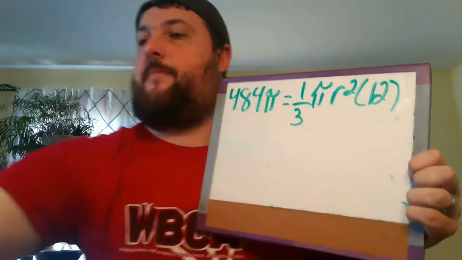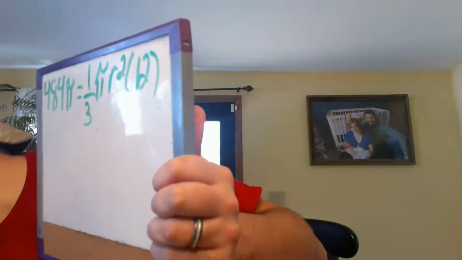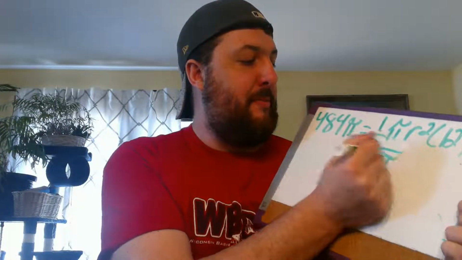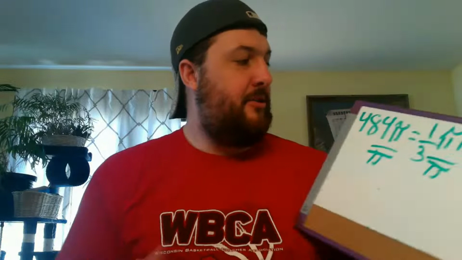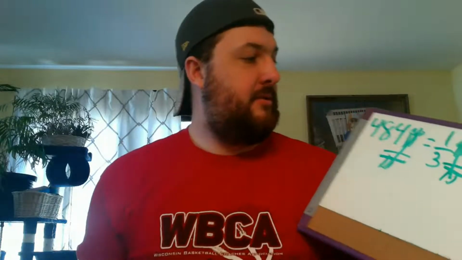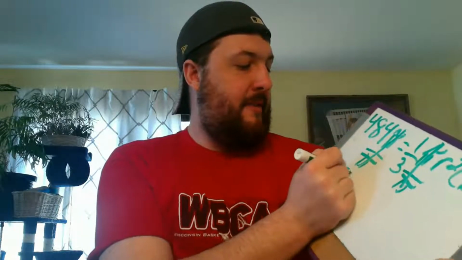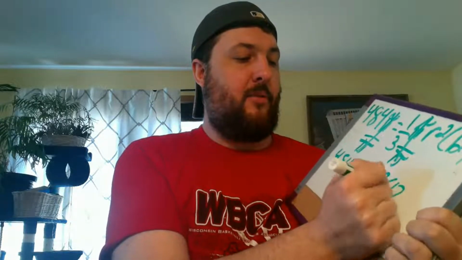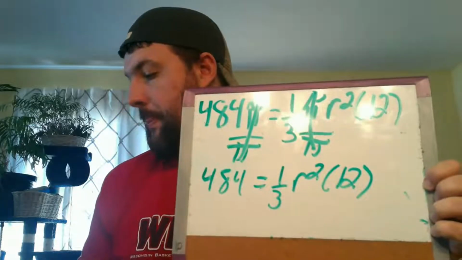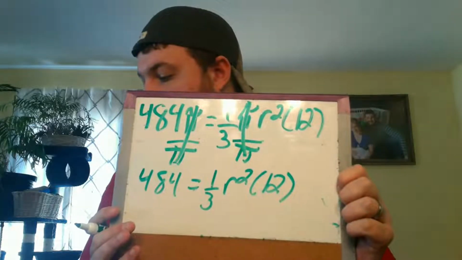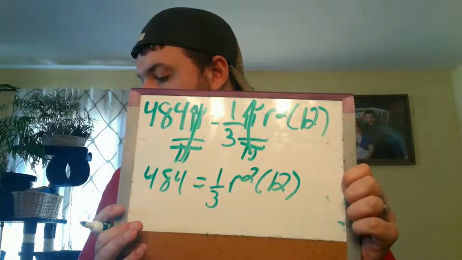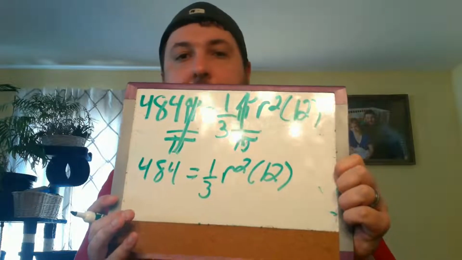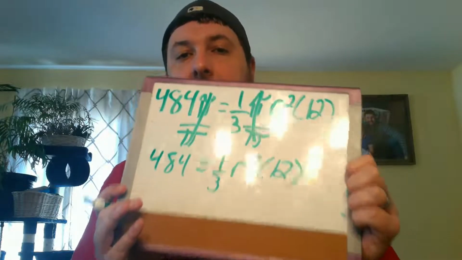So just like I divided by 4, I'm going to divide both sides by pi. By doing that, the pi's cancel, and you're left with 484 equals 1/3 r squared times 12. So the idea of that step is I divided both sides by pi, and the pi's canceled.